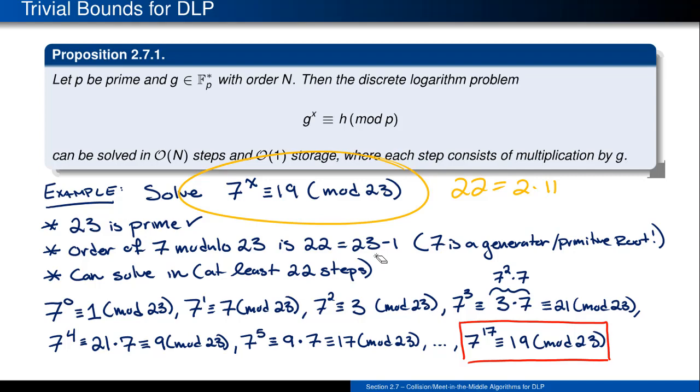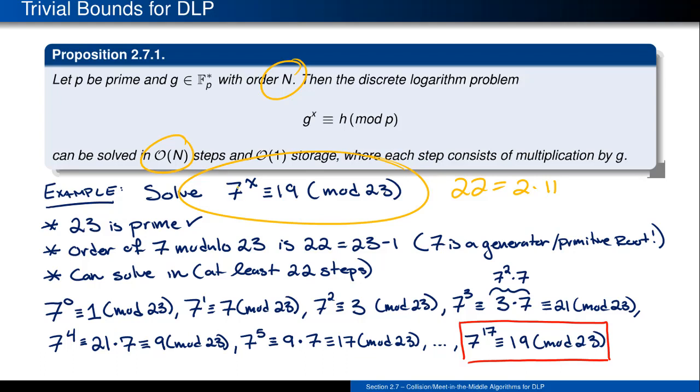So in this case, I know that I'm going to find that answer of 19 before the order. Once I'm at the order, I'm back to 1 in this case. And in general, if you give me some number that has, let's say, order n, I know that this process is actually going to terminate in n steps, if it actually has a solution.